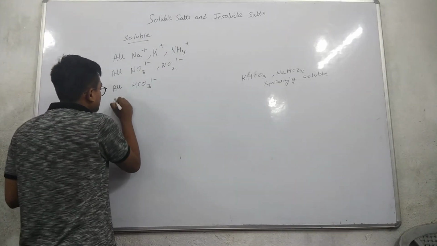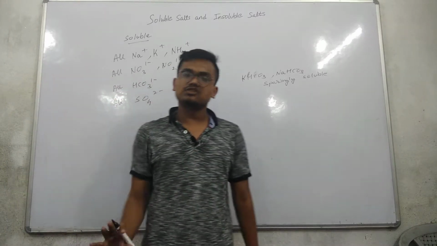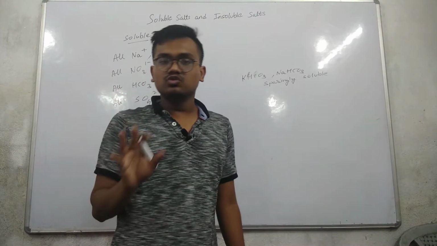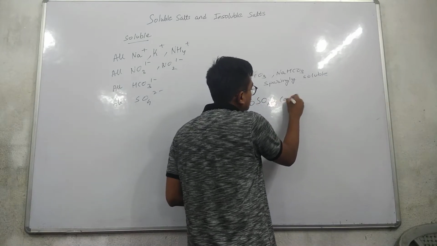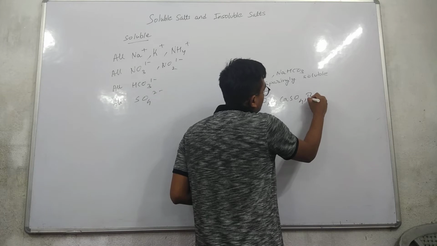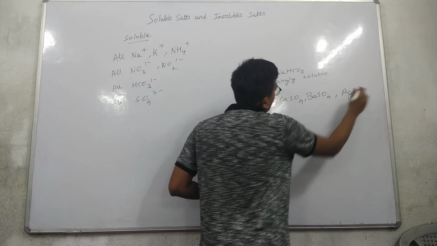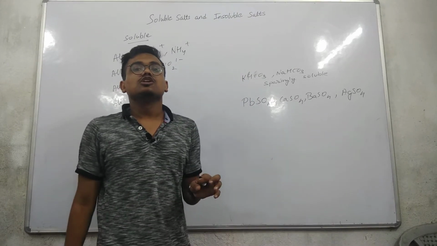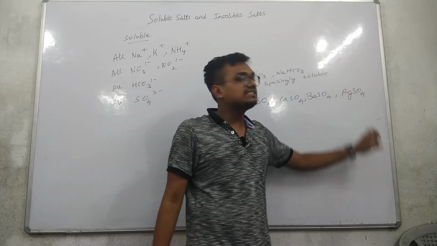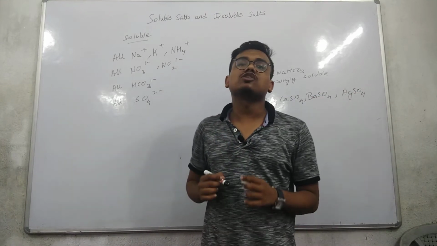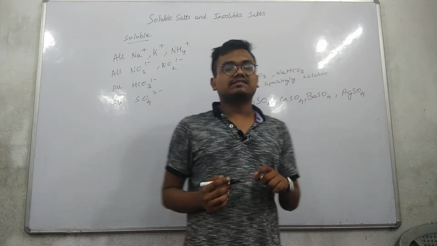Next is all sulfates. All sulfates are soluble except a few that are not soluble: PbSO4, CaSO4, BaSO4 and Ag2SO4. All sulfates are soluble except these four sulfates.